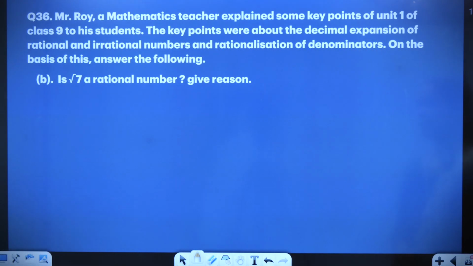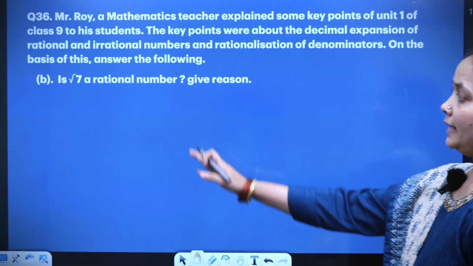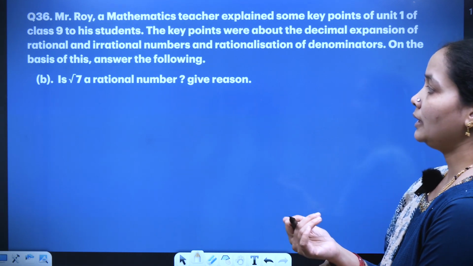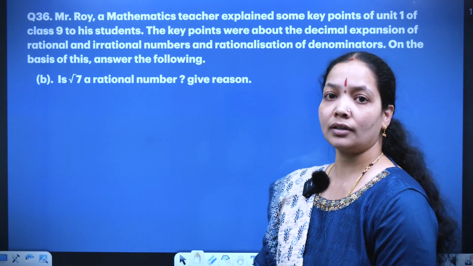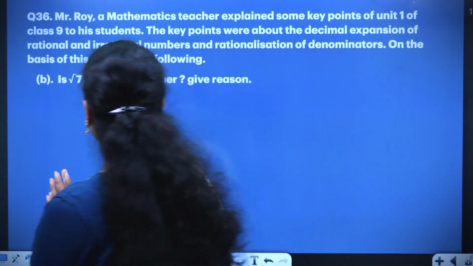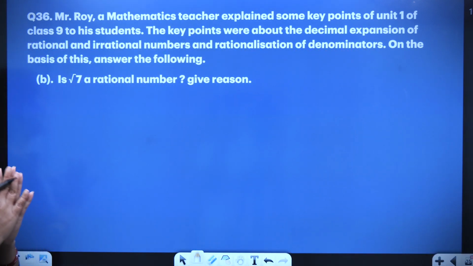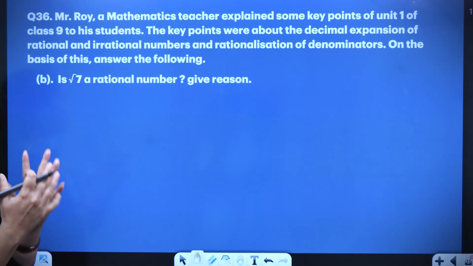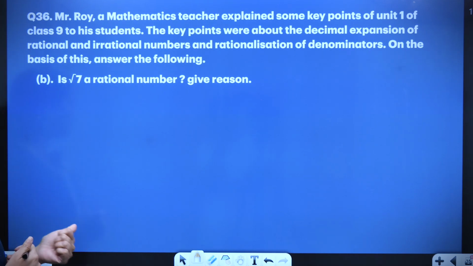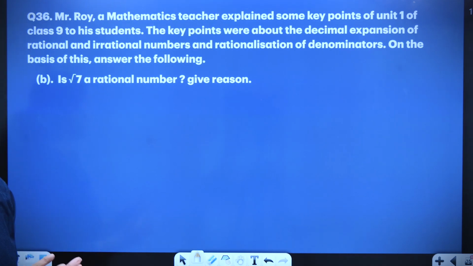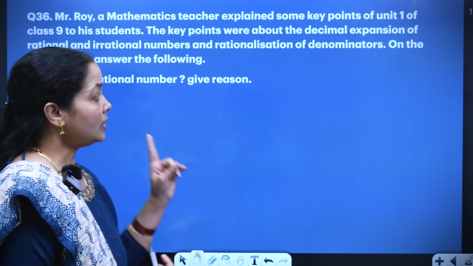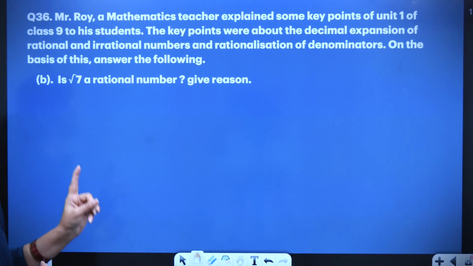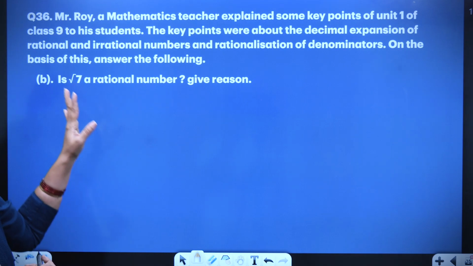Next, in my B part here: is root 7 a rational number? Give reason. They are asking whether root 7 is rational or not. Root 7 cannot be represented. It's a non-terminating decimal expansion. Even root 2 and root 3, what we did in the first part, are non-terminating decimals. I took it till 1.414. Root 7 is also a non-terminating decimal expansion which has no end.